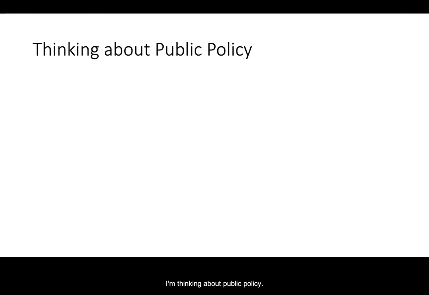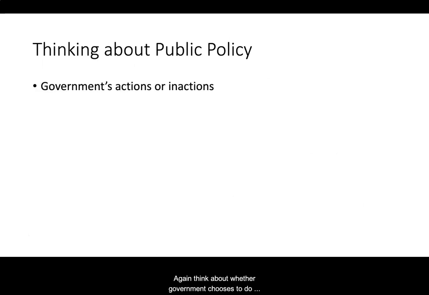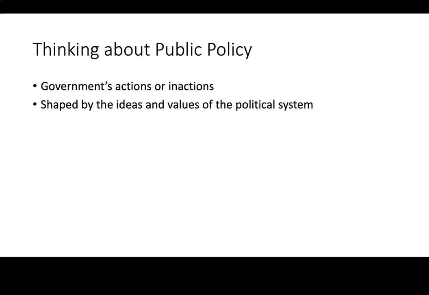So in thinking about public policy, again, think about whether government chooses to do something or chooses not to do something. The choice of government to act or enact or have inaction on a particular issue is indeed public policy. And again, it is shaped by the ideas, the values, of our political system. Sometimes there are areas that government does get involved with, but perhaps at the beginning chose not to.